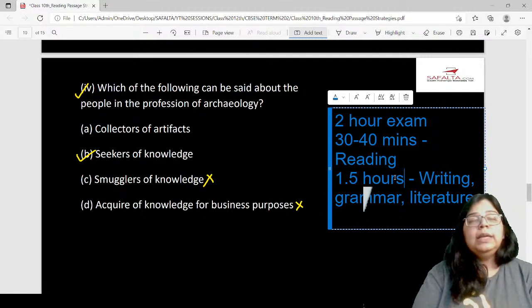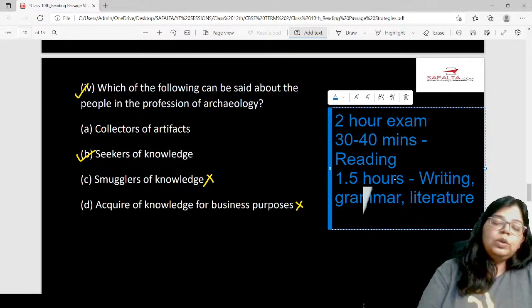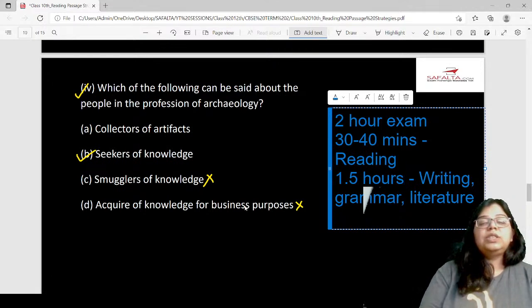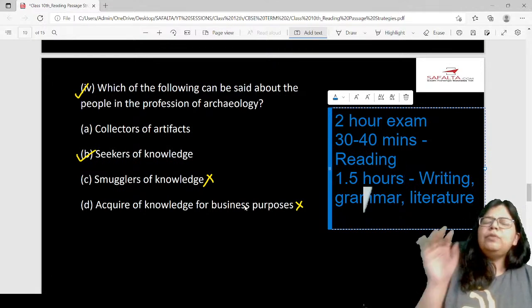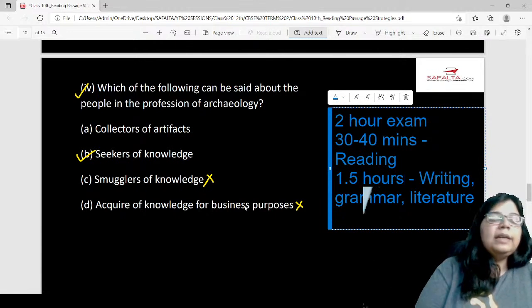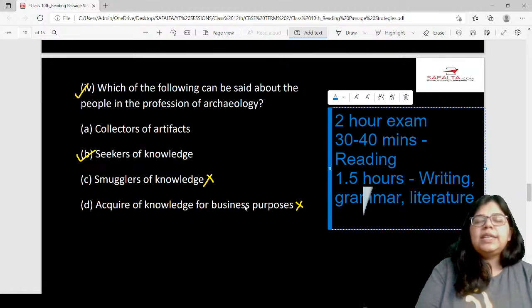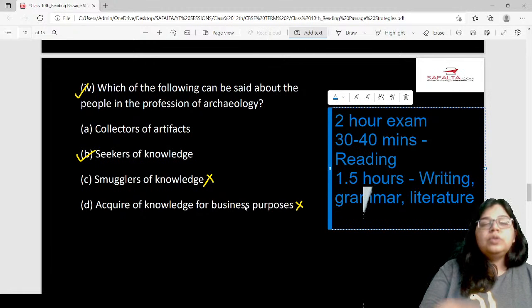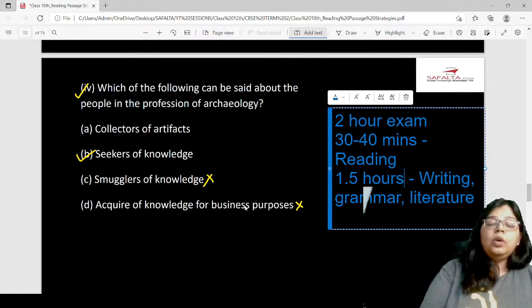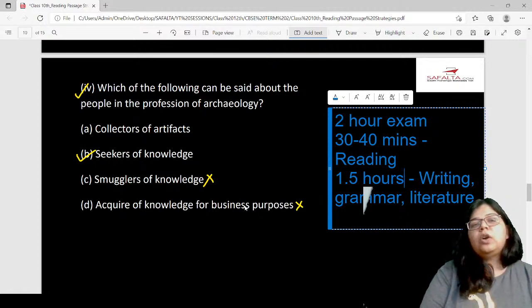Also, one more thing. Please understand that this strategy is not only for class 10th, you can use it for 11th, for 12th, and for any other competitive exam in this country, or even the IELTS exam. IELTS is called International English Language Testing System, and this exam is given if you want to go abroad to study or to work. Now in that also you have a reading comprehension. In NDA you have a reading comprehension. In the CDS exam you have a reading comprehension.